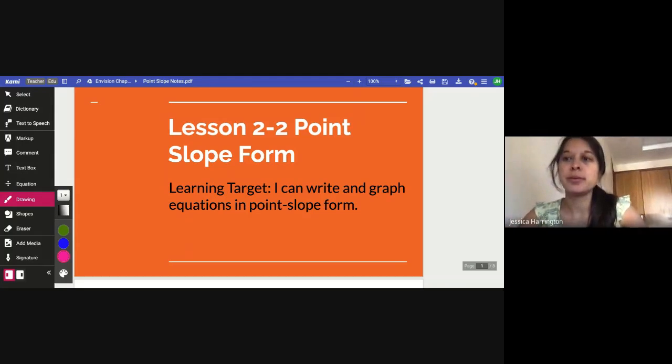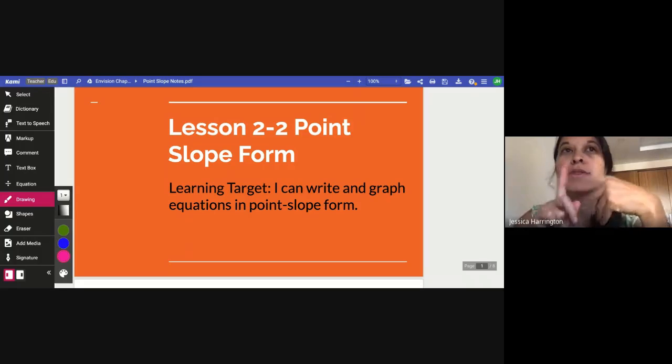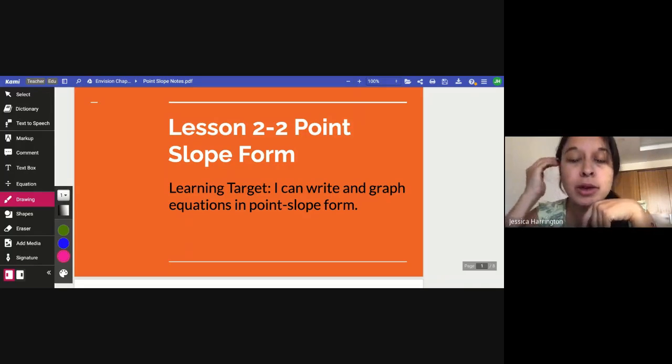All right, so here we are, we're going to continue learning about linear equations. You guys have already learned one way to write an equation of a line. That's slope-intercept form. Today you're going to learn about another way you can write an equation of a line. It's called point-slope form.